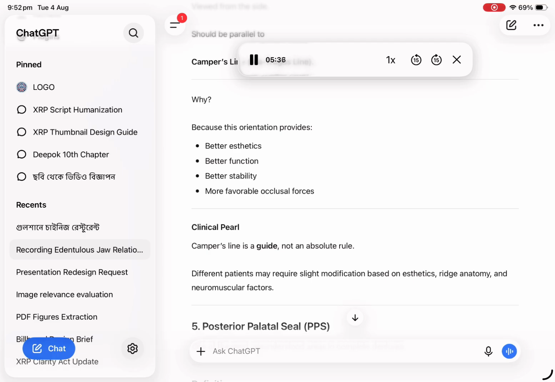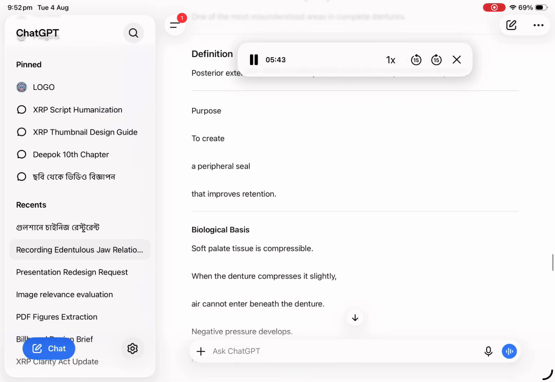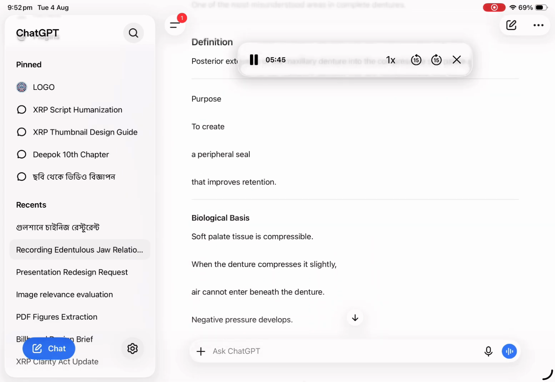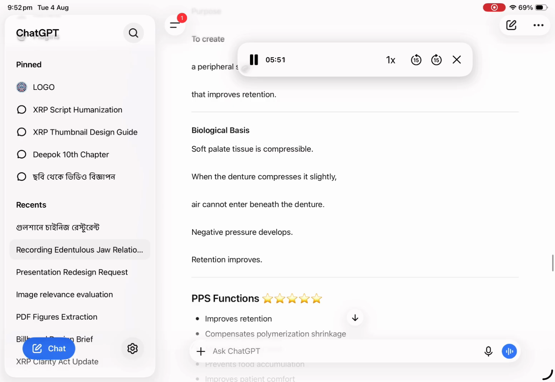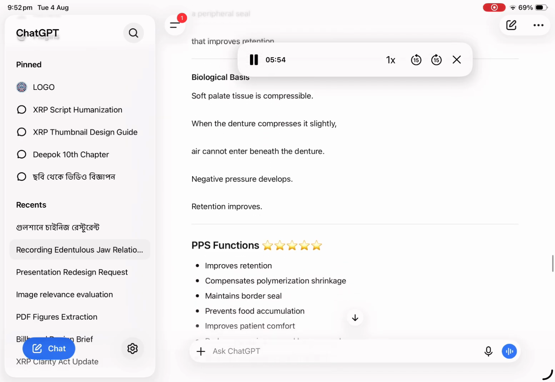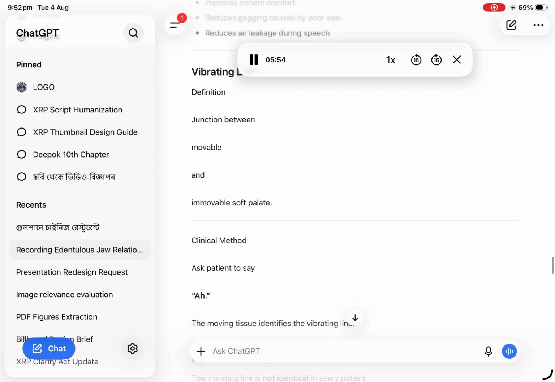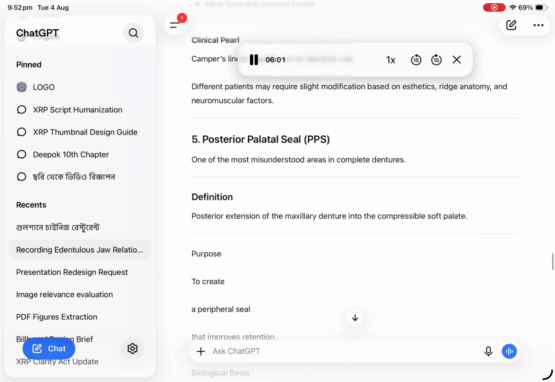Number 5, posterior palatal seal, PPS, one of the most misunderstood areas in complete dentures. Definition: posterior extension of the maxillary denture into the compressible soft palate. Purpose: to create a peripheral seal that improves retention. Biological basis: soft palate tissue is compressible. When the denture compresses it slightly, air cannot enter beneath the denture. Negative pressure develops. Retention improves.